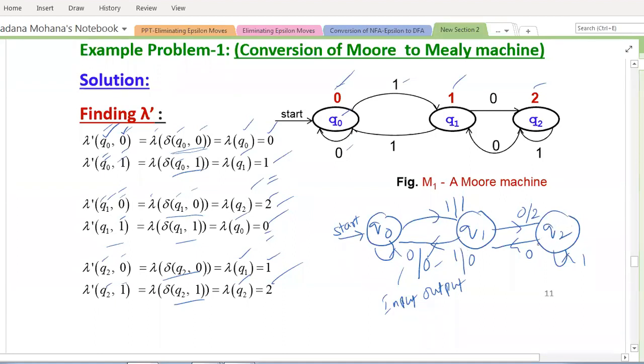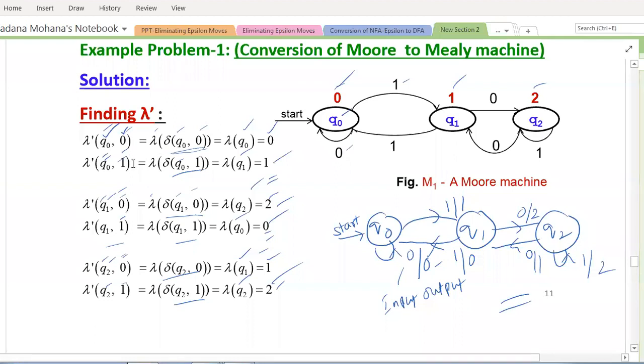Then coming to Q2, Q2 on 0, it is going to Q1. Then Q2 on 0, its output is 1. So 0 by 1. Then Q2 on 1, it is going to Q2. Then what is its output? Output is 2. So therefore 1 by 2. Now you can see, this is nothing but our equivalent Mealy machine. This is a very simple method.